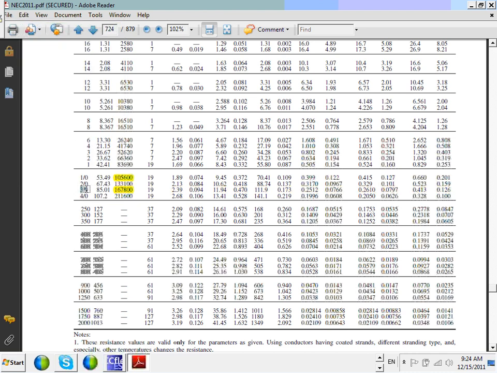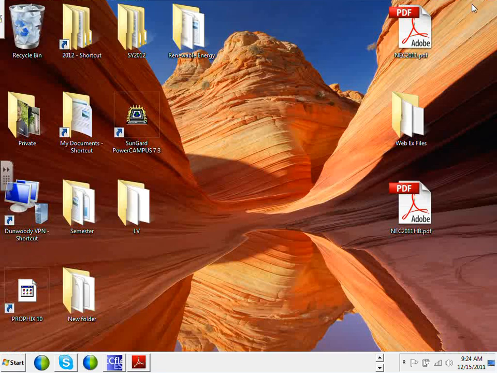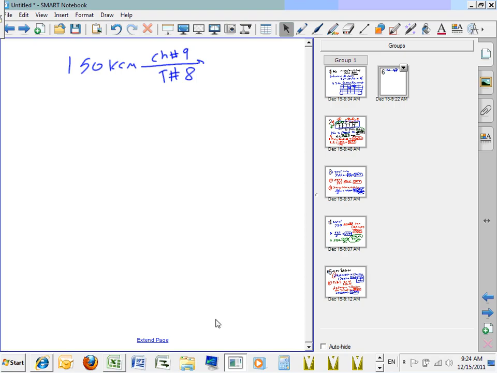Everybody can see that? Everybody knows how to use this table, guys, if it's not a standard size. So we'll go back again. And that baby will be 3/0.